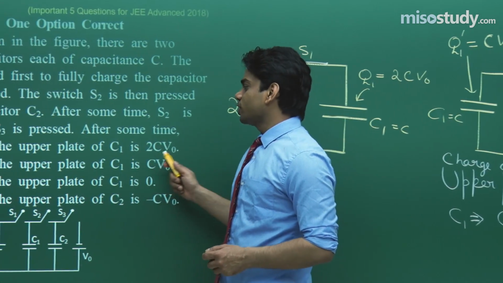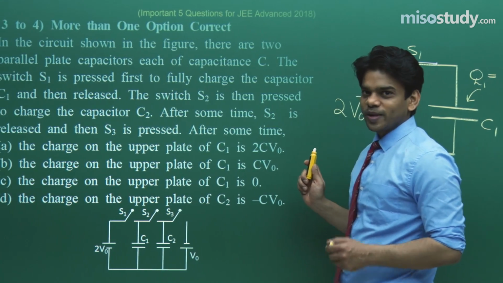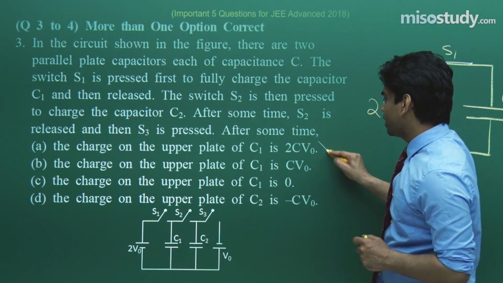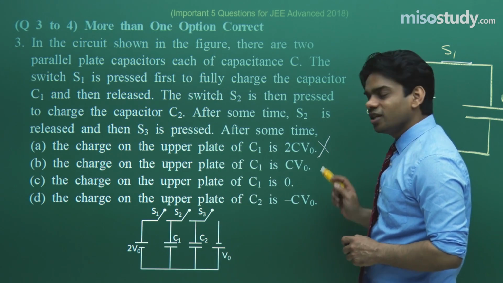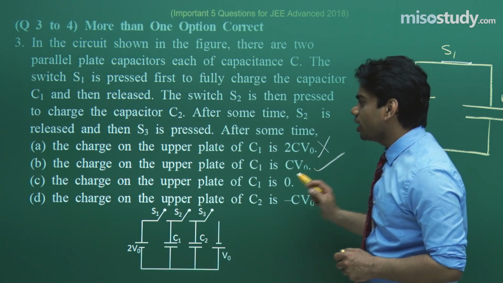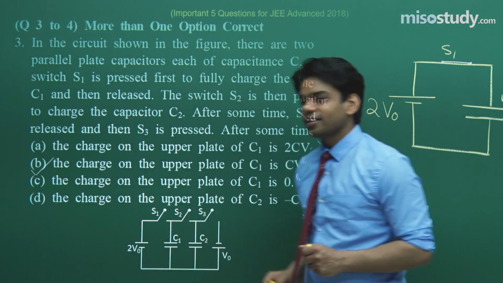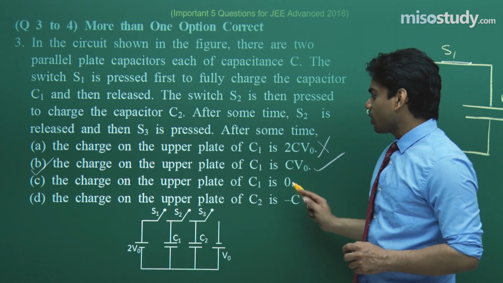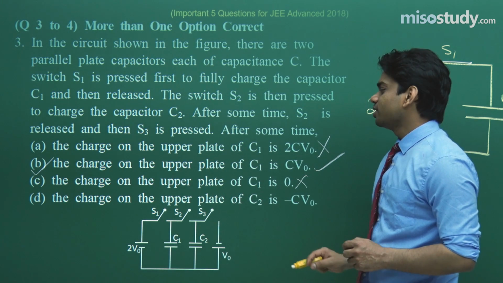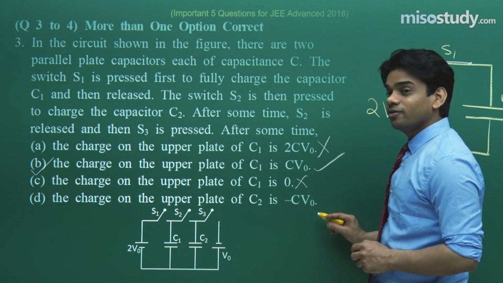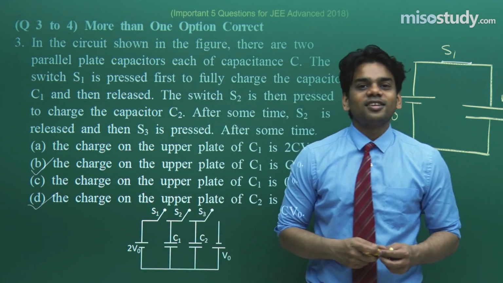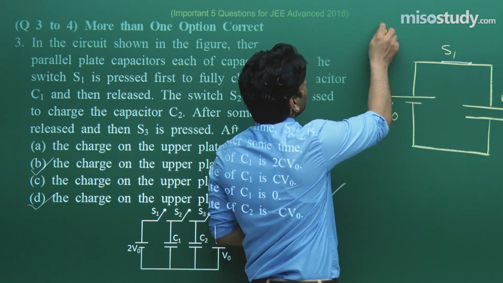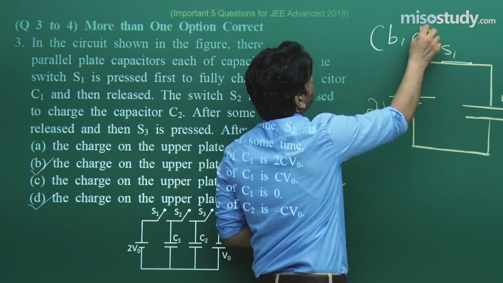A, the charge on the upper plate of C1 is 2CV0. No, that was only when S1 is pressed, but finally that is not 2CV0. This is incorrect. B, the charge on the upper plate of C1 is CV0. Yes, this is the right answer. C, the charge on the upper plate of C1 is 0. No. The charge on the upper plate of C2 is minus CV0, which we just identified. So B and D are the right options for this question. I am marking B and D here.